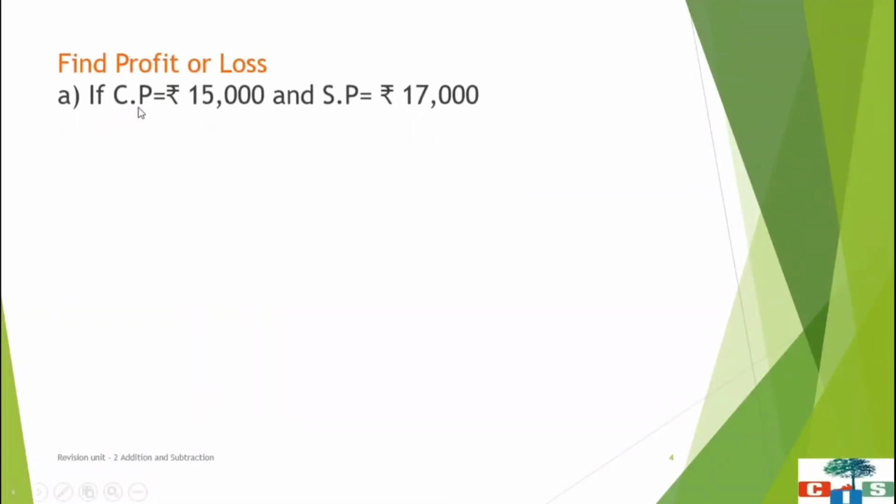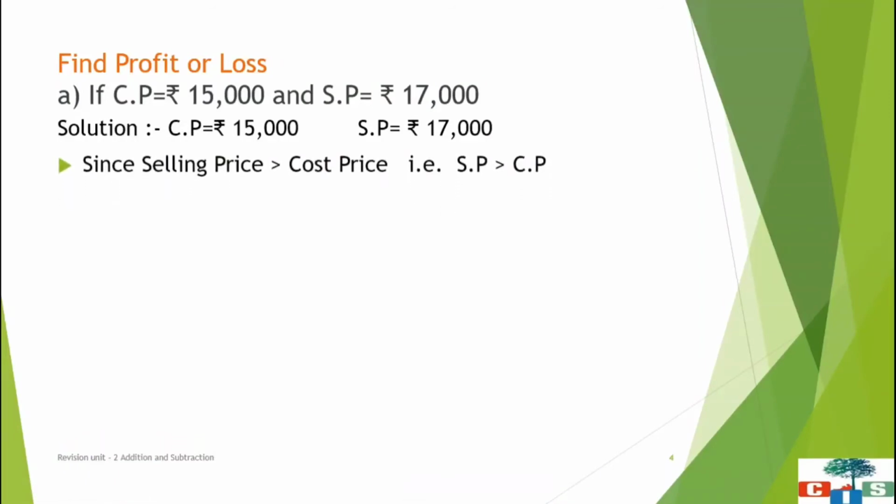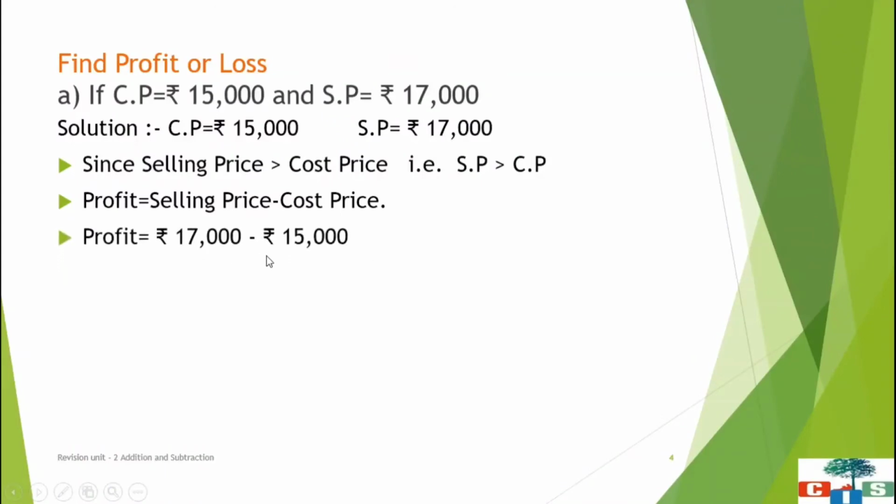Now we'll see the next concept, that is profit and loss. If cost price is equal to rupees 15,000 and selling price is equal to rupees 17,000, we can see that selling price is greater than cost price, and when selling price is greater than cost price, there is a profit. So how much profit? We will find that by the formula: profit is equal to selling price minus cost price. What is selling price? 17,000. 17,000 minus 15,000. When we subtract this, we will get a profit of rupees 2,000.